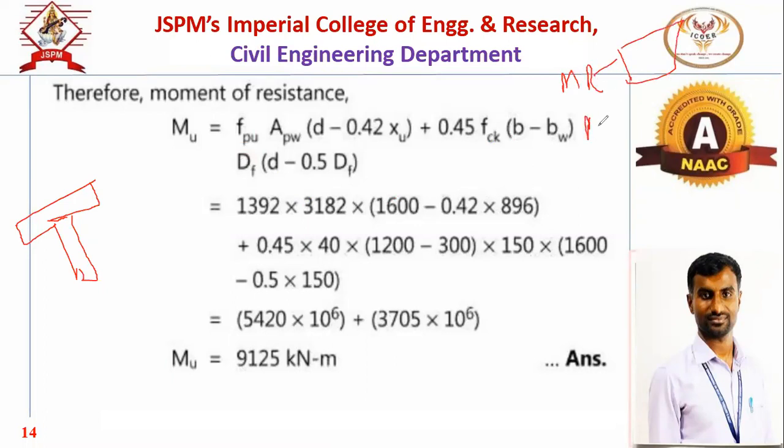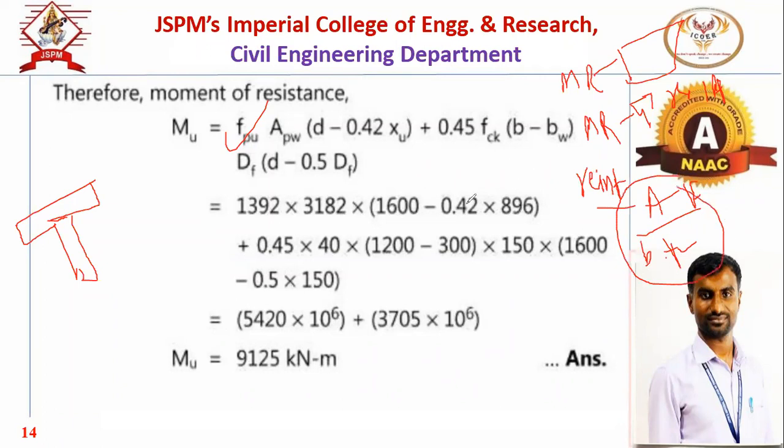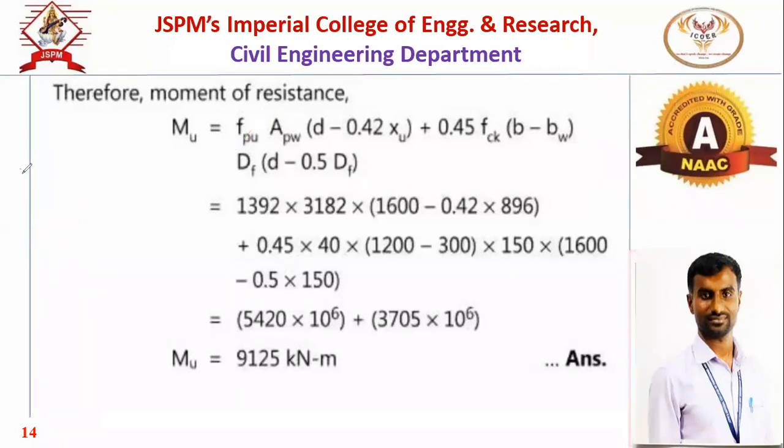Then the second case, moment of resistance for the flange section when XU is greater than the depth or thickness of the flange. So this particular equation. Then they may ask questions on the reinforcement ratio. So what is the reinforcement ratio? That is A into F divided by B, FCK into D. For that ratio, table number 11, they may ask what is the range of that reinforcement ratio, what is the minimum limit or minimum value, and what is the maximum value.